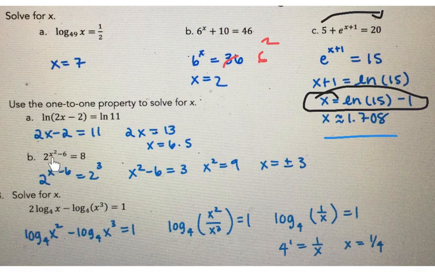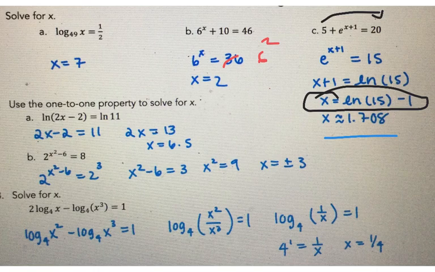Here I can rewrite 8 as 2 to the third. And so now I've got exponentials with the same base. So drop the base and set the exponents equal. And then solve. Add 6. Square root. I chose to take a square root, so I must account for the plus or minus possibility here of 3.